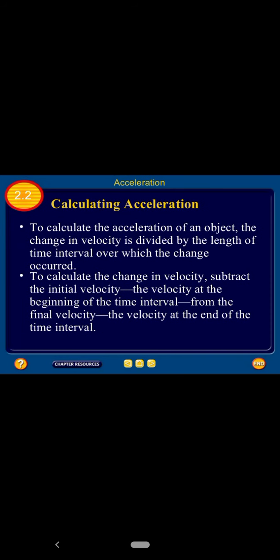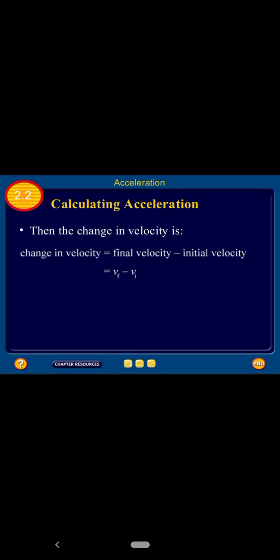Now, calculation of acceleration. To calculate the acceleration of an object, the change in velocity is divided by the length of time interval over which the change occurred. To calculate the change in velocity, subtract the initial velocity, the velocity at the beginning of the time interval, from the final velocity, the velocity at the end of the time interval. So the change in velocity is final velocity minus initial velocity. We denote final velocity by Vf and initial velocity by Vi. So the change in velocity becomes Vf minus Vi.